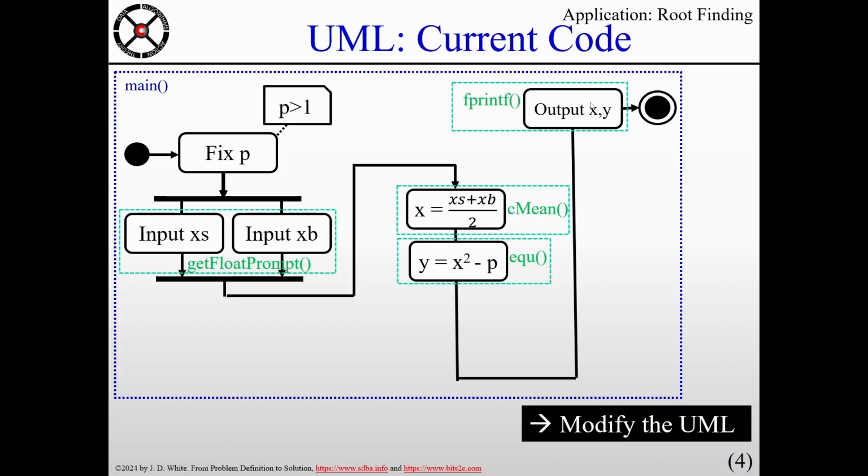So now we want to not output x and y. We want to say, okay, based on this mean and y, let's choose our own next values.